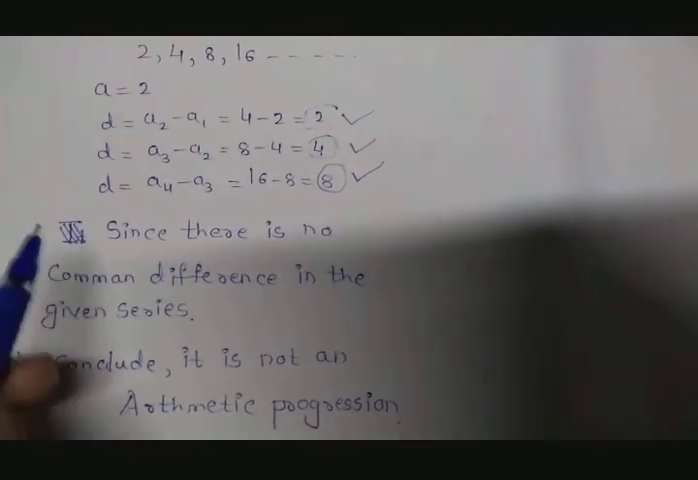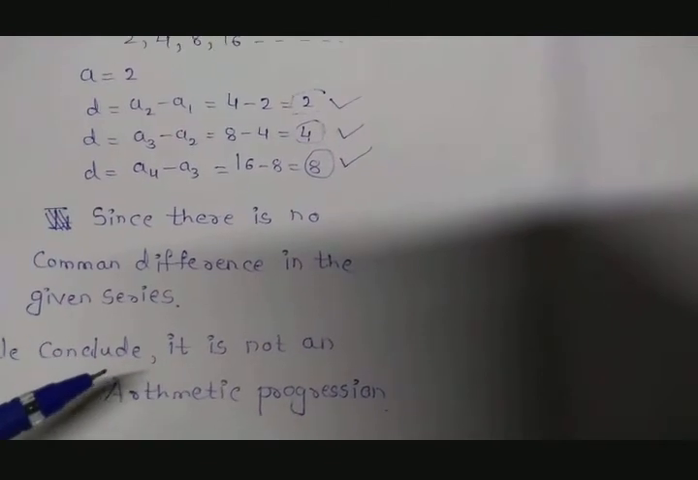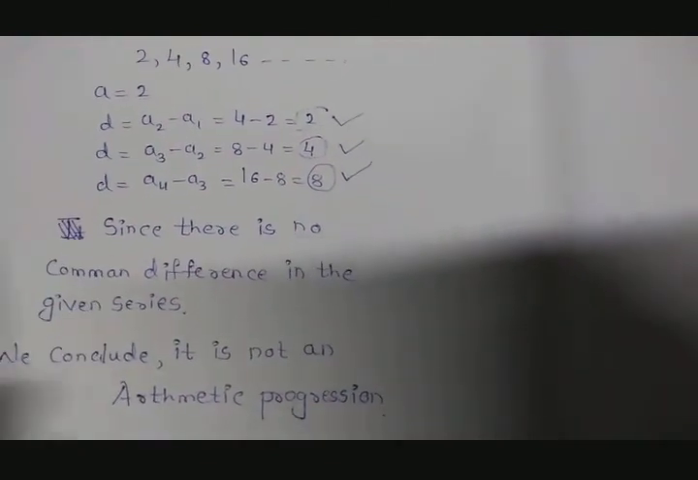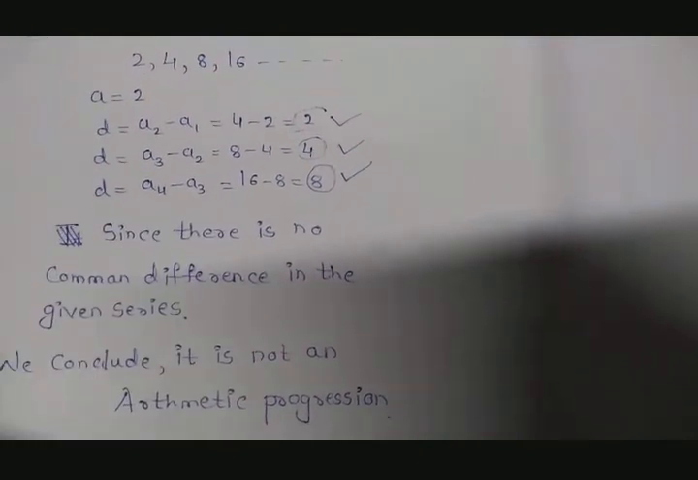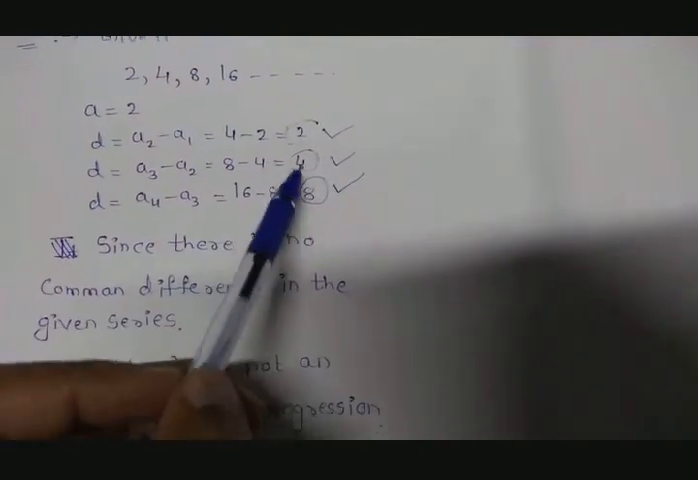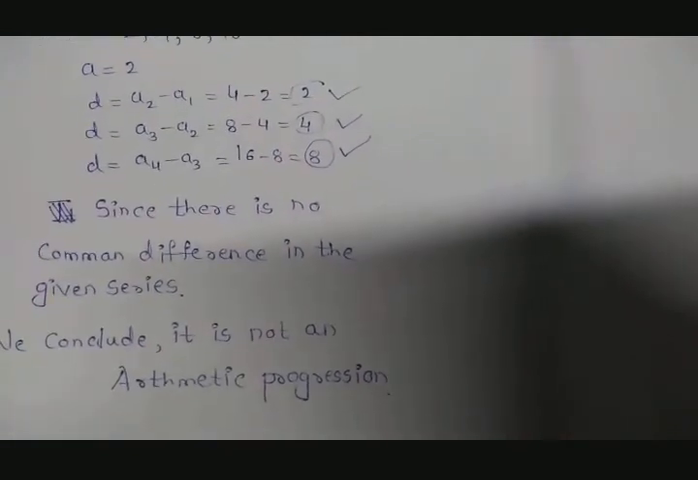And if we had got a common difference, we would have concluded it as an arithmetic progression, and further we would have written the next 3 terms of this particular arithmetic progression. And since we did not get a common value as the common difference, we conclude that it is not an arithmetic progression.